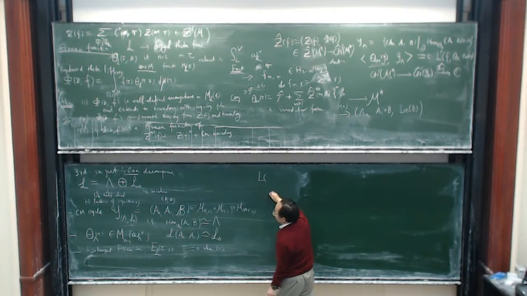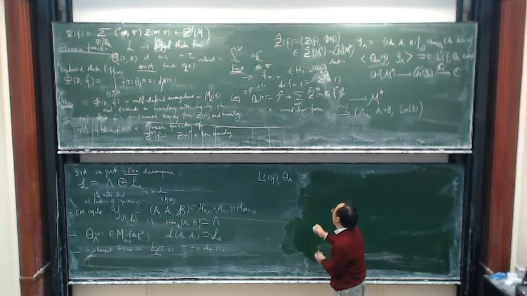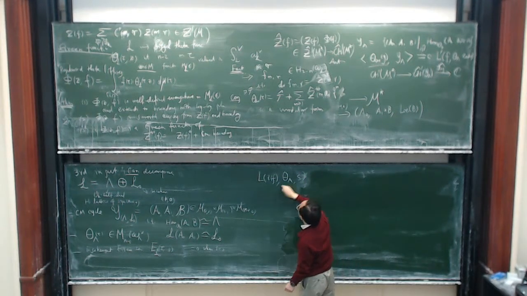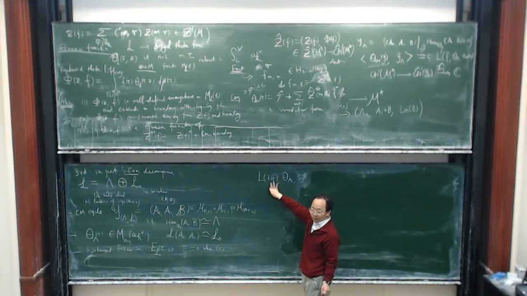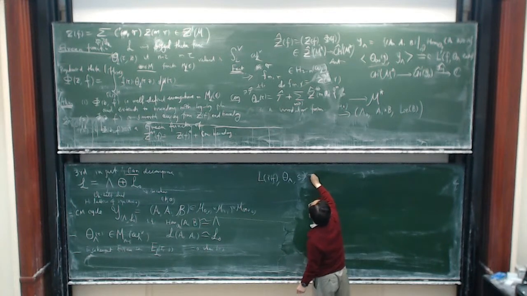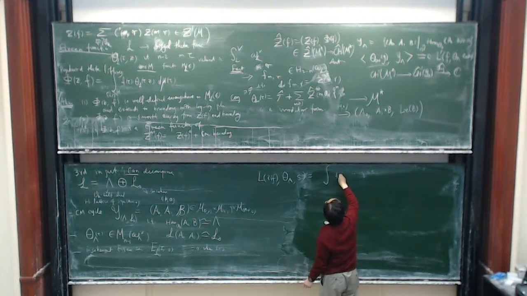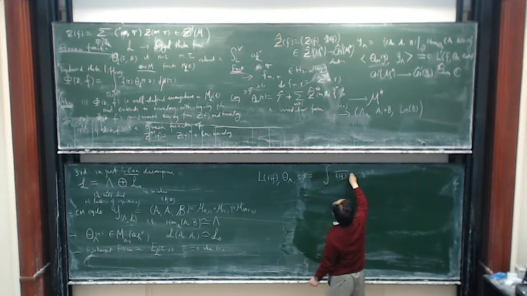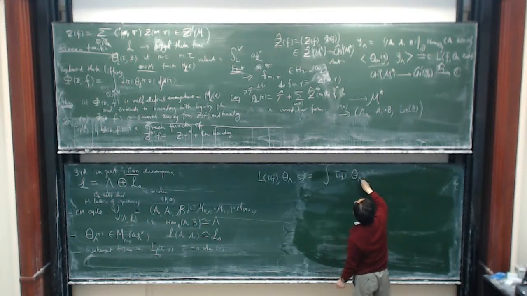Rankin-Selberg of, because C of F, and this is what I really want to do. This is my L function. This is a holomorphic Cusp form. This is a holomorphic modular form. You do Rankin-Selberg. This is equal to the C of F, take the bar, and take a theta, and take E.